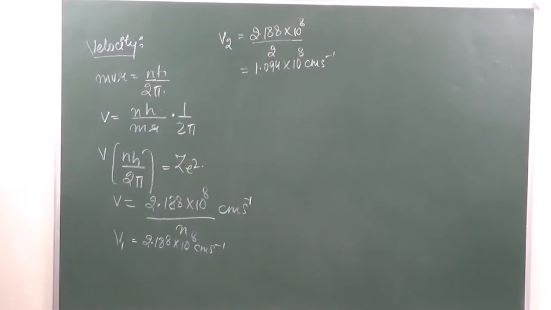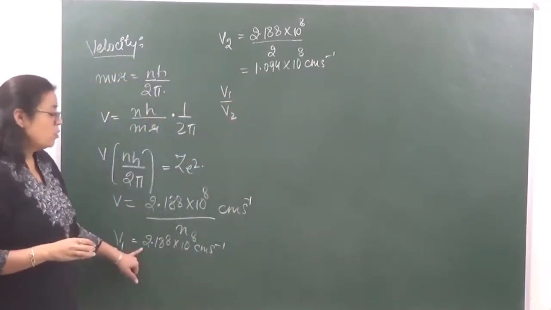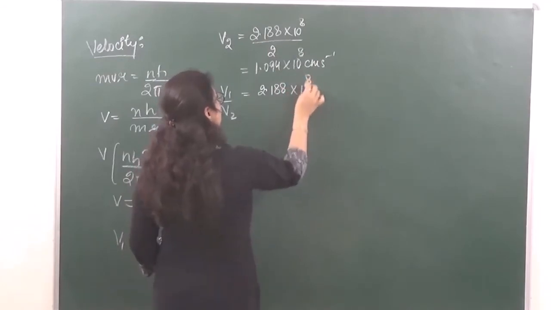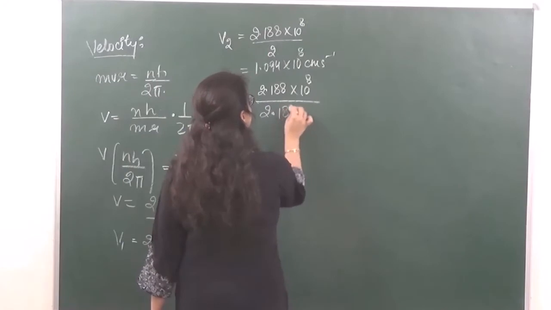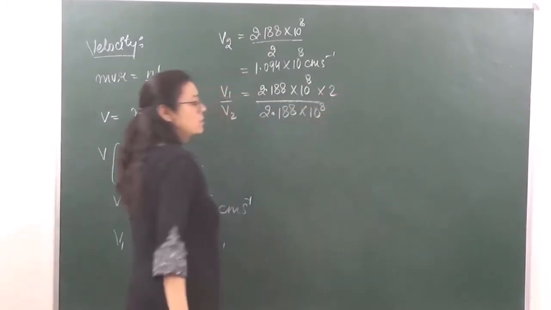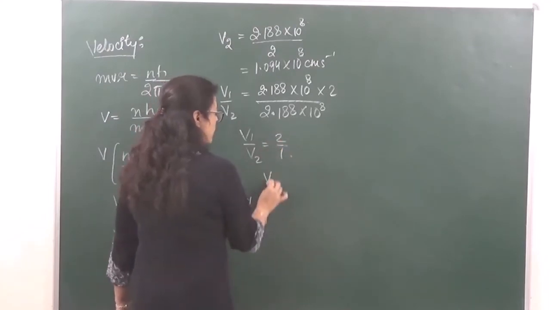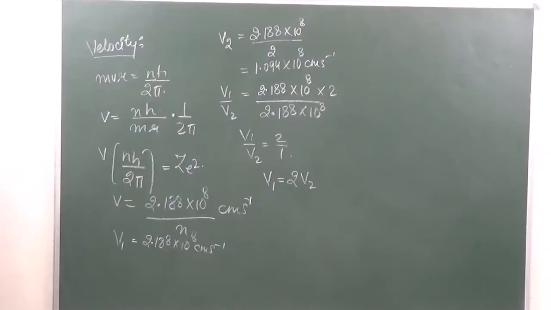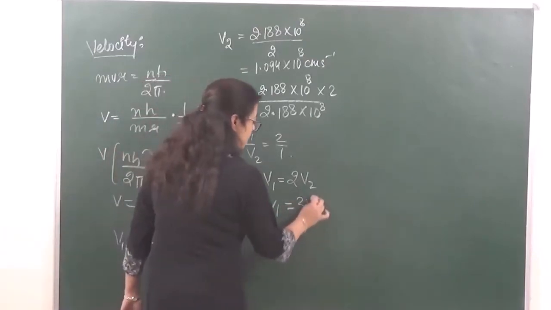Right? So when we are talking of velocity, we are taking the ratio of V1 upon V2 over here. The value of V1 is equal to 2.188 into 10 raised to power 8, upon the value of V2, which is 2.188 into 10 raised to power 8 upon 2. So the ratio of V1 upon V2 is equal to 2 upon 1, or the velocity of the electron in the first orbit is twice the velocity of the electron in the second orbit. Okay? And you can calculate the ratio between V1 and V3 also. So if we are calculating between V1 and V3, then V1 will become equal to 3 times V3.